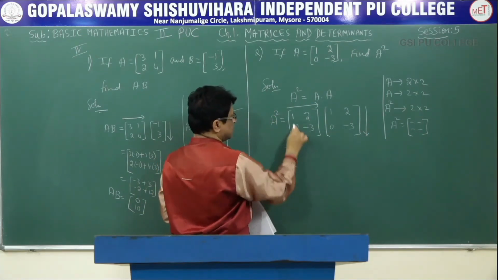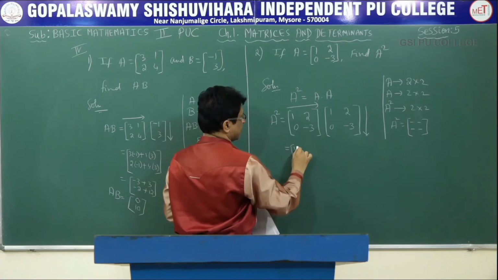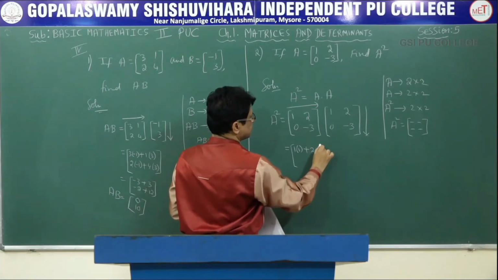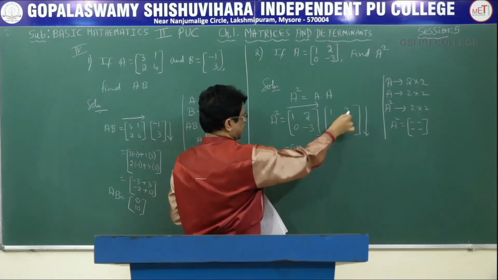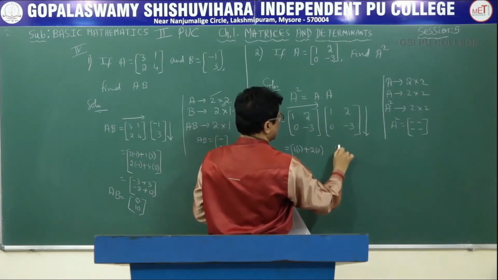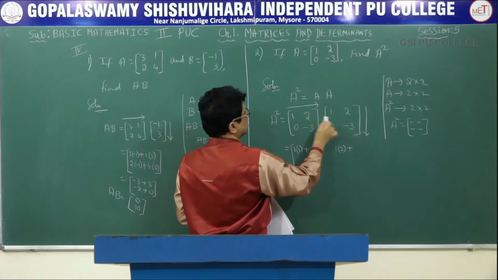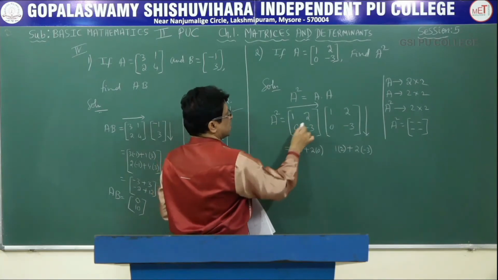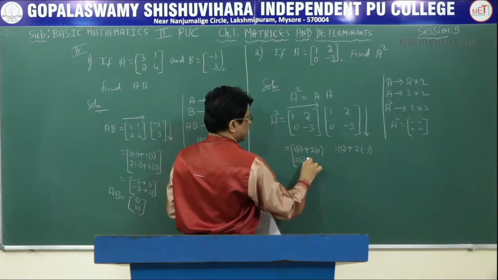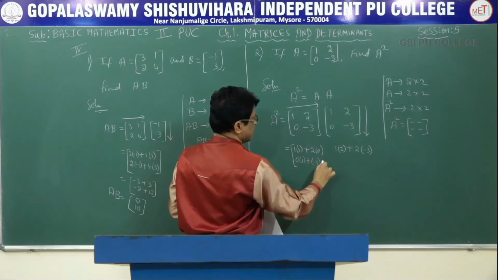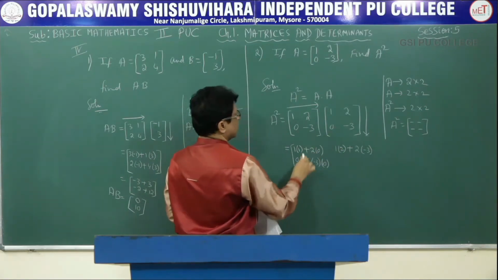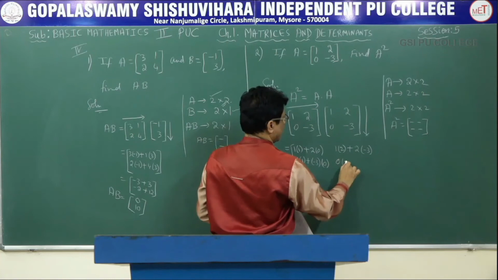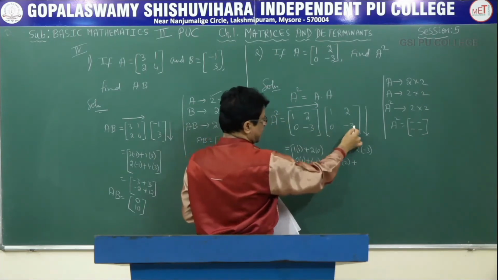So this will be equal to, 1 into 1 plus 2 into 0. Next, first row, second column, 1 into 2 plus 2 into -3. Next row, 0 into 1 plus -3 into 0. Next is second row into second column, 0 into 2 plus -3 into -3.